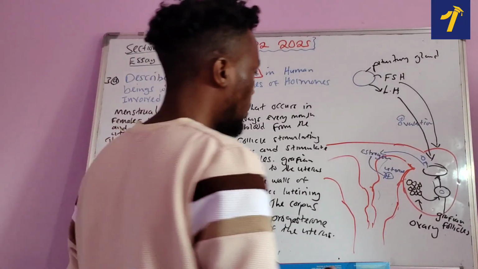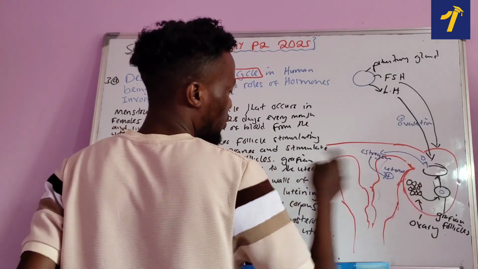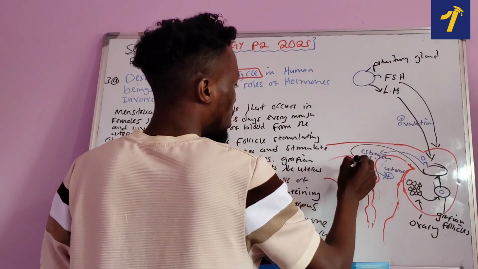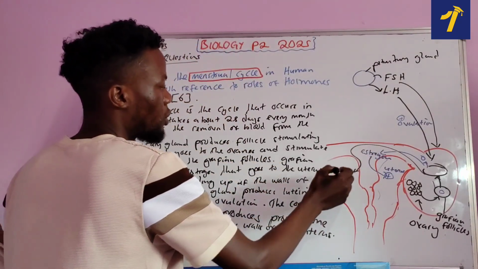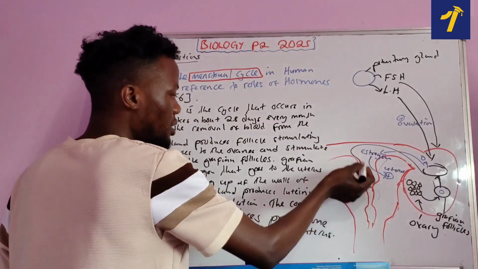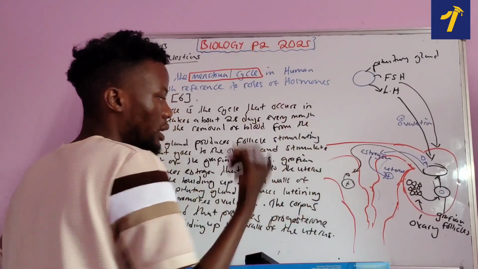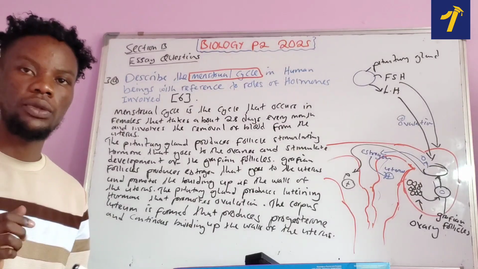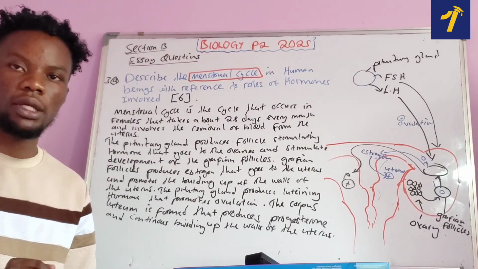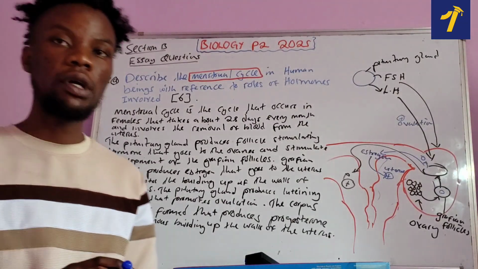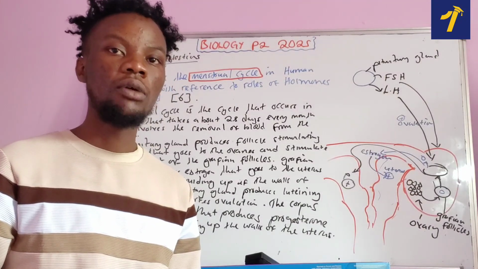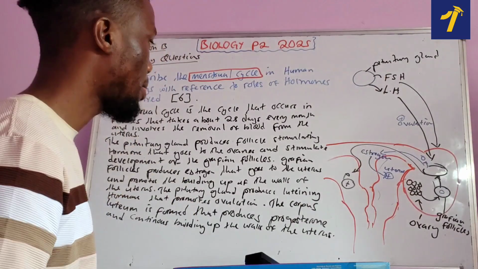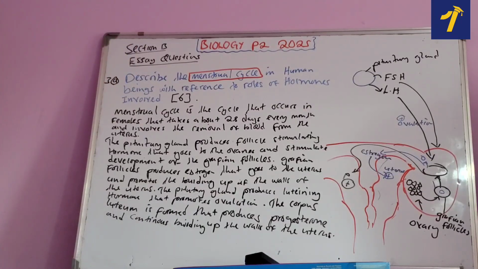So let us continue. I said this is now the corpus luteum. This corpus luteum is going to produce another important hormone, which we call progesterone. And this progesterone will also stimulate the uterus to start building up the walls of the uterus. In case implantation happens, there will be a favorable environment in the uterus for the fetus to come and develop from there. So that's what's going to happen.